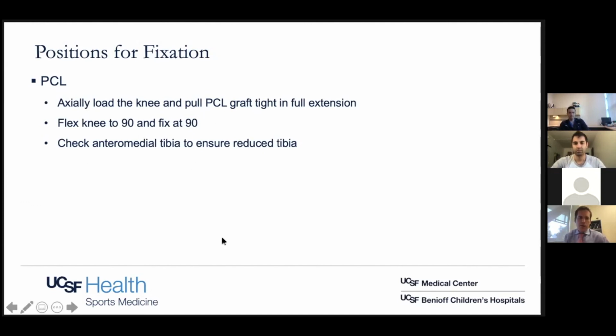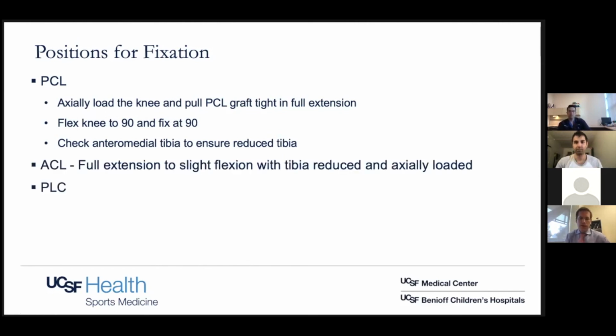What I'll do is pull the graft tight, flex it to 90, and then check the anterior medial tibia, because you should be sitting about 1 centimeter anterior to the medial femoral condyle. So you want to make sure your tibia is reduced, and then you fix your PCL, and that should eliminate the posterior translation. So now you have a reduced tibia, and then our ACL we'll fix in either full extension or slight flexion with the tibia reduced and axially loaded.